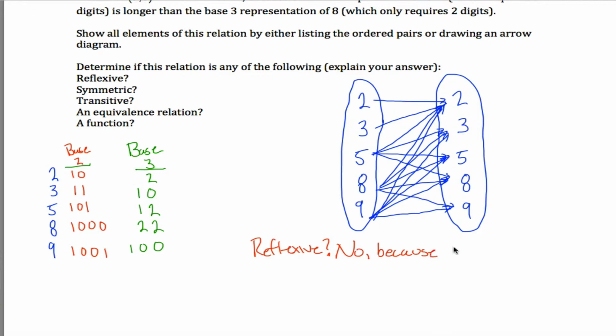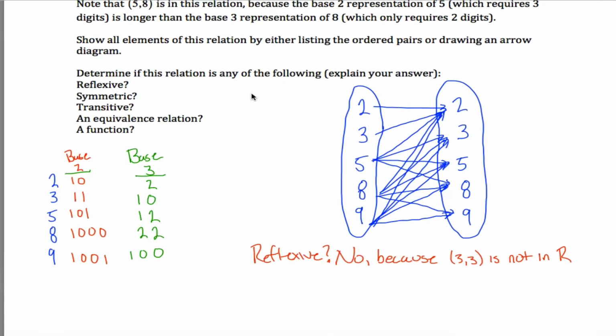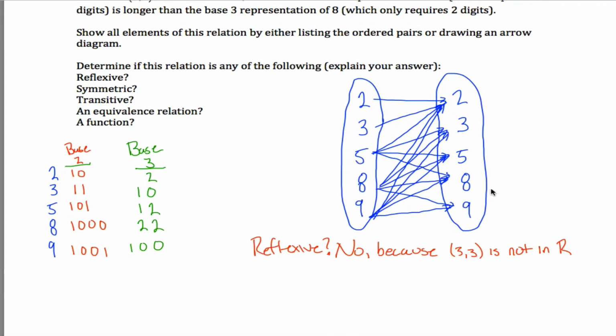Because the element 3, 3 is not in our relation, is not in R. Whatever, it's not in the relation. So that makes it not reflexive.